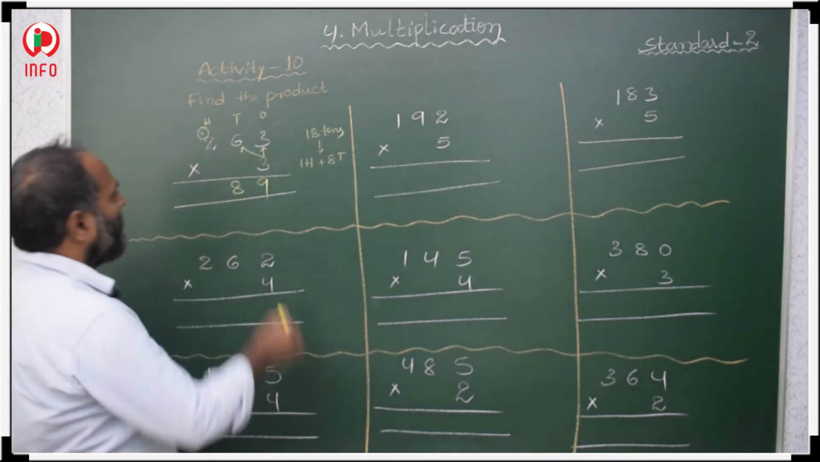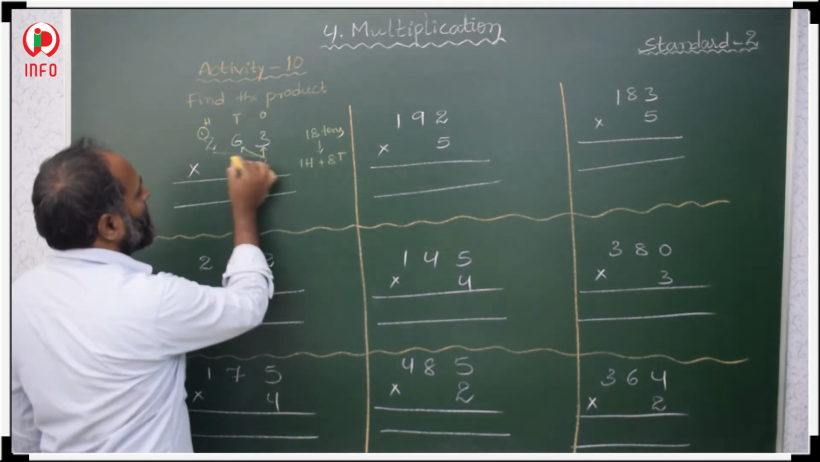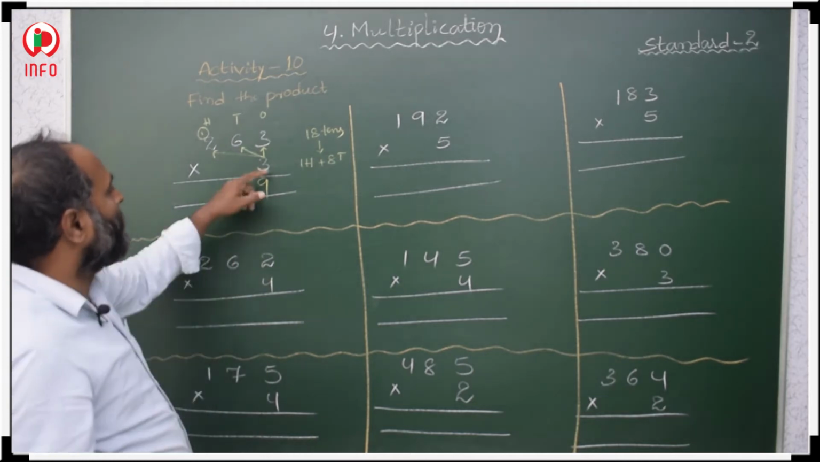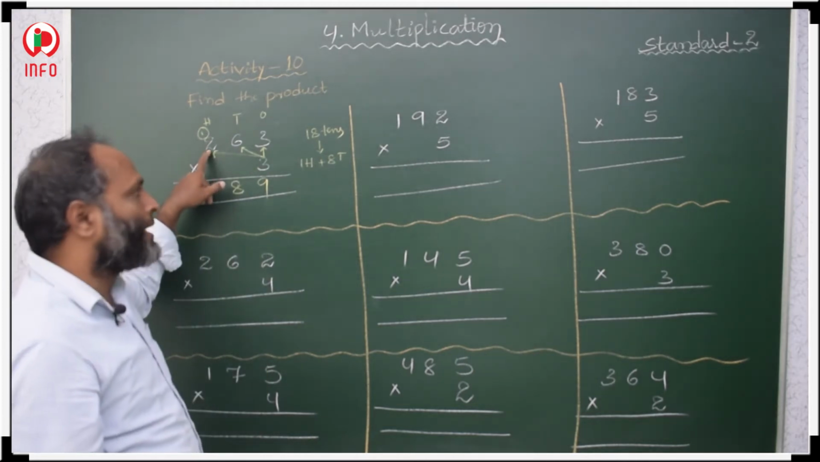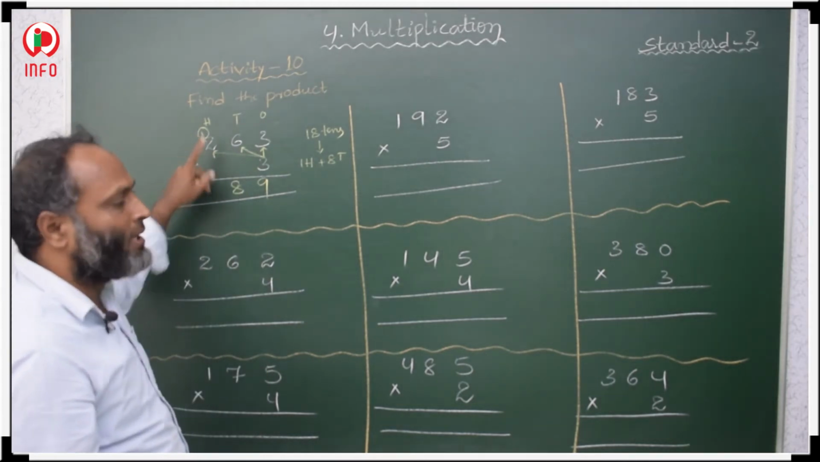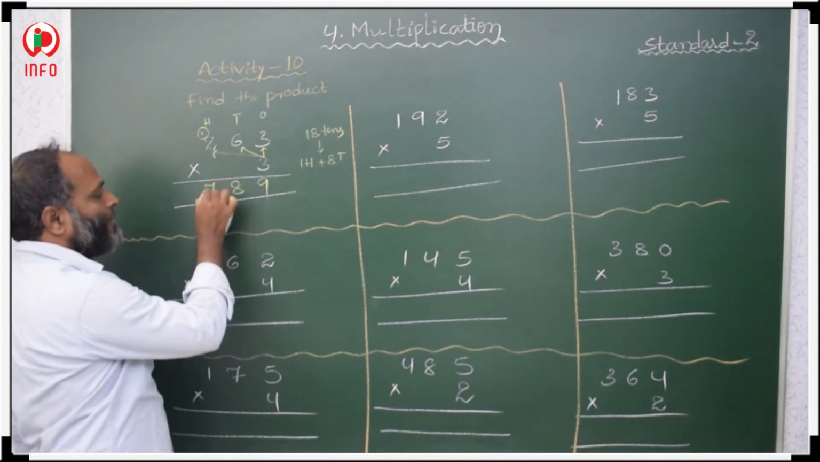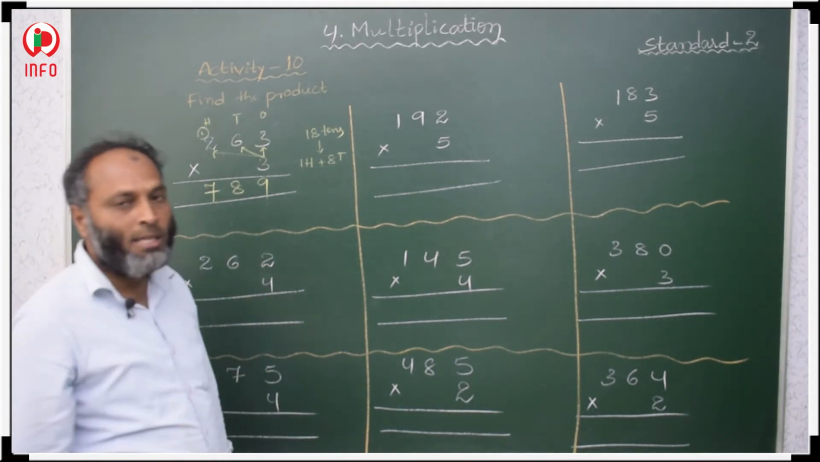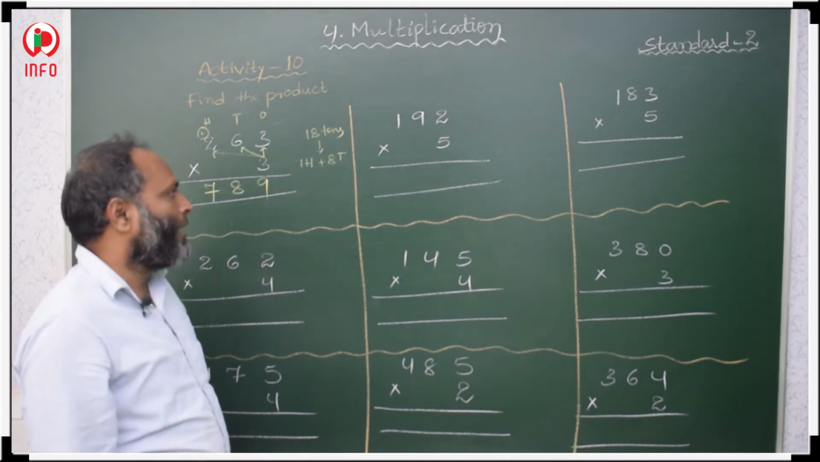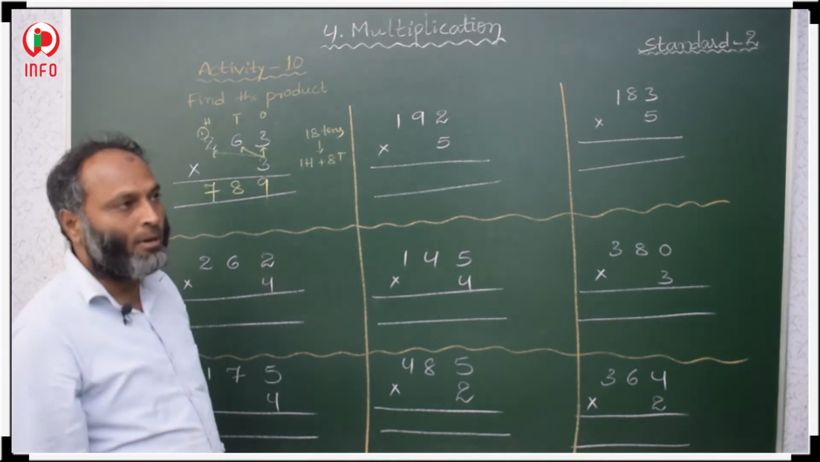Now 3 we have to multiply with this 2, 3 twos are 6, 6 hundreds and plus 1, 6 plus 1, 7 hundreds, total 7 hundreds. What is the product? 789, this is the product.